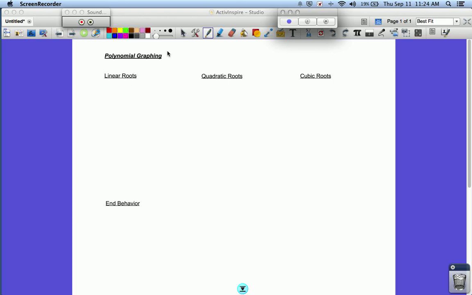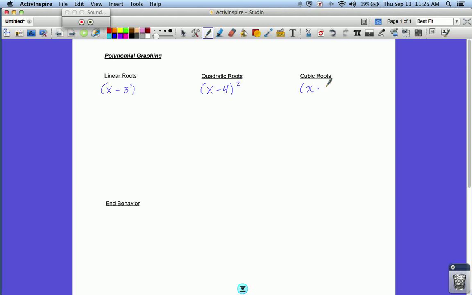We're going to get started here on a little video lesson on polynomial graphing. In order to graph polynomials, there's three important pieces we need to know: linear roots, quadratic roots, and cubic roots. We've already seen what they look like. An example of a linear root would be like x minus 3. A quadratic root would be like x minus 4 squared. And a cubic root could be x minus 2 cubed. Just examples, right? Linear, first degree; quadratic, second degree; cubic, third degree.